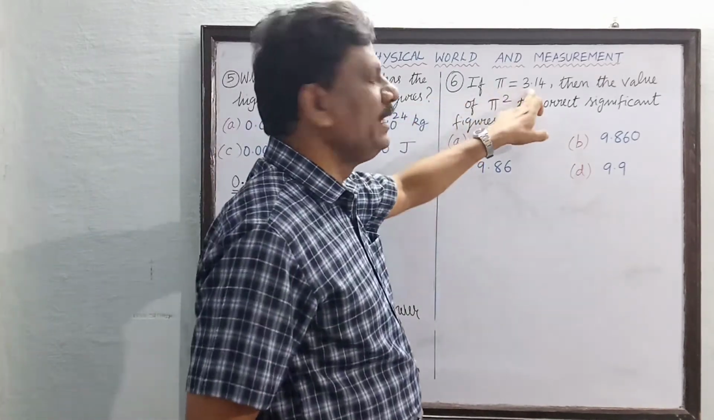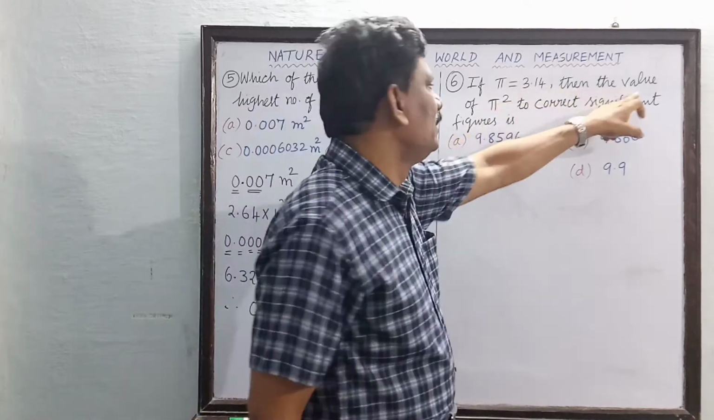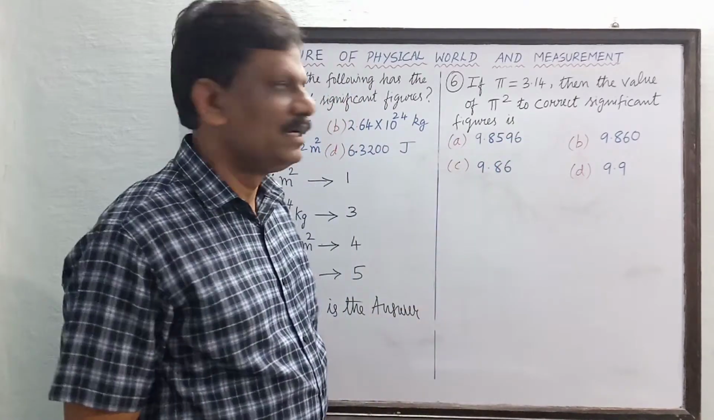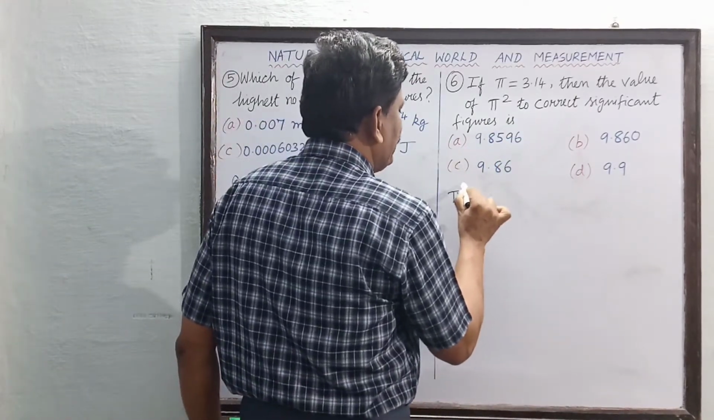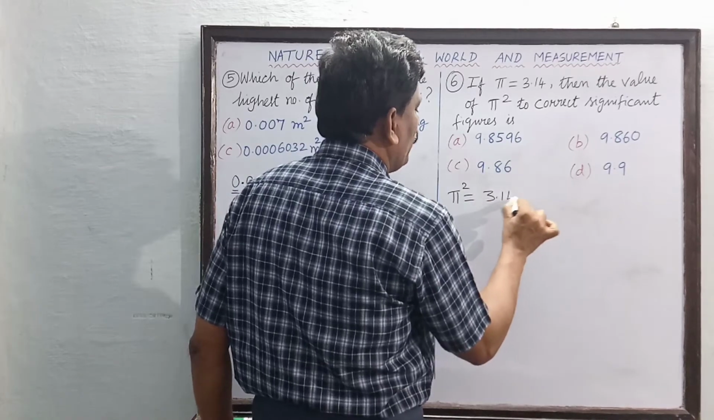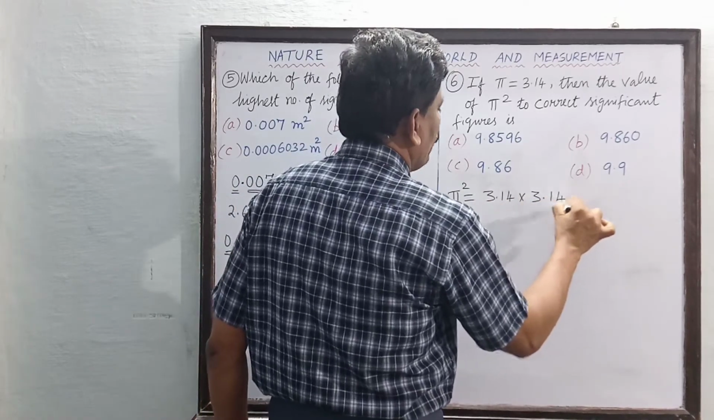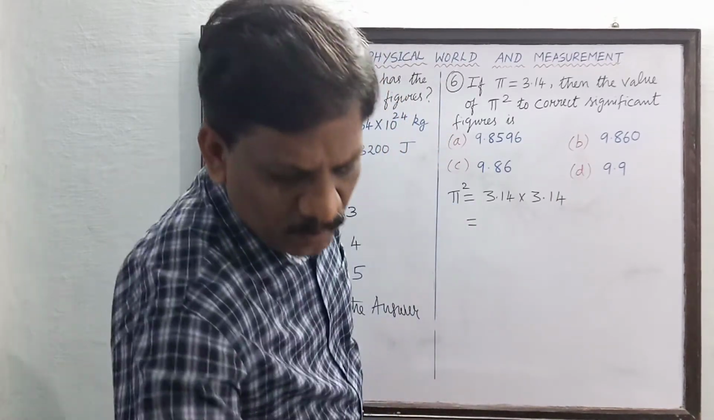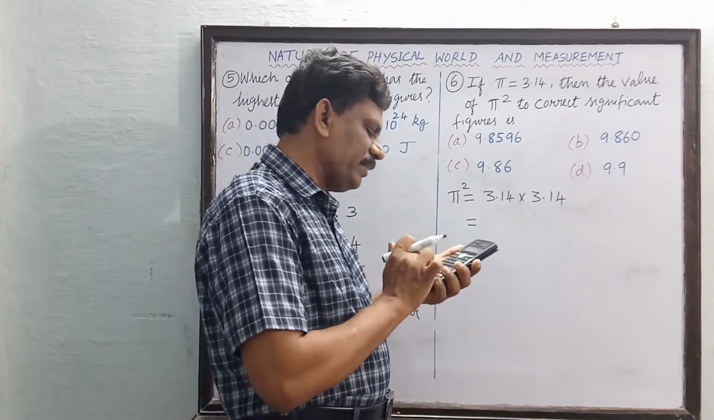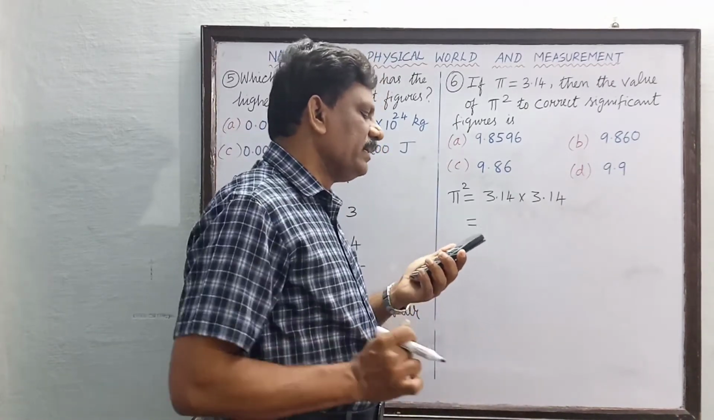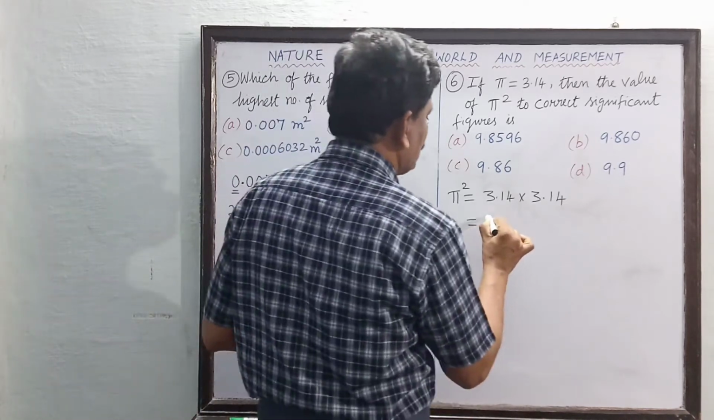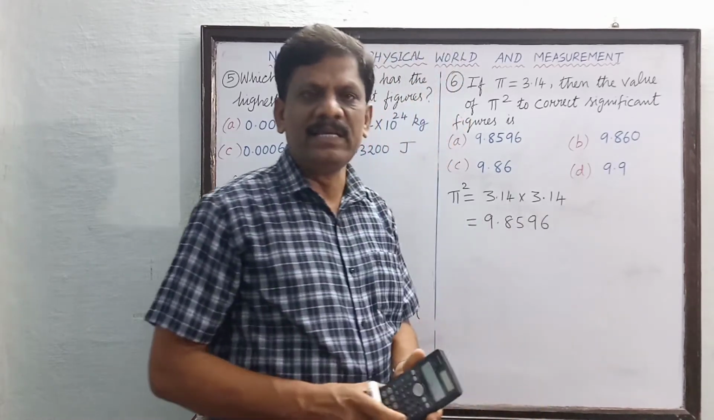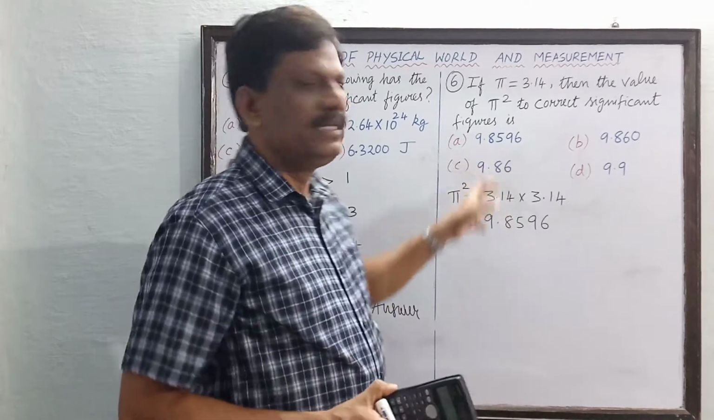If the value of pi is 3.14, then the value of pi square, to correct significant figures, we have to find out. So what is pi square? Pi square is equal to 3.14 into 3.14. So if you find out the product of 3.14 and 3.14 using a calculator, it is found to be 9.8596. Mathematically, we find that option A should be correct immediately.